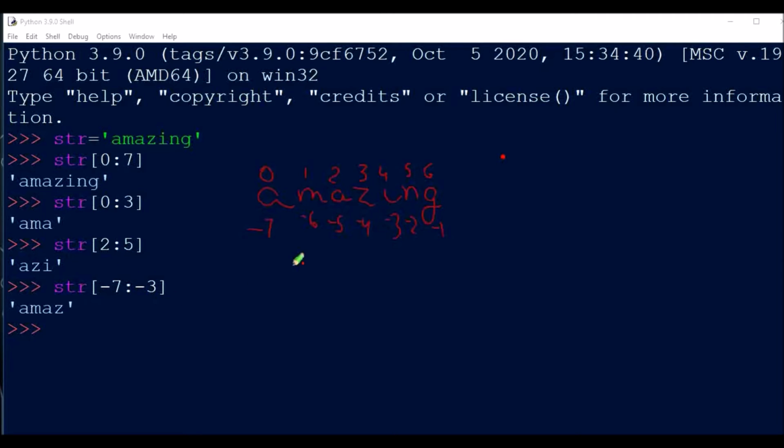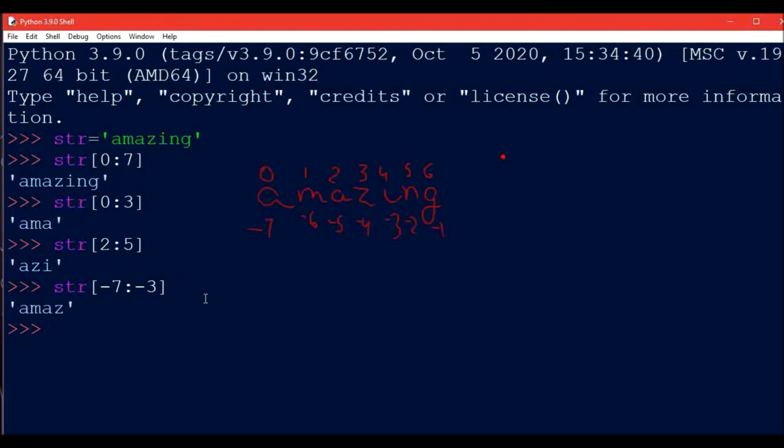So now I am writing -7:-3. So in this case the string will start from -7. So what will be the starting character? A, and it will go up to -3 minus 1, that is -4. So the letters from the indices -7, -6, -5 and -4 will be printed.